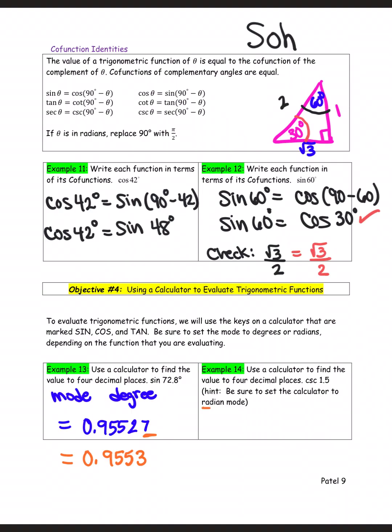Example 14, we're doing cosecant of 1.5. So notice this is in radian mode because it doesn't have the degree symbol. So once again, we're going to go to mode and change it to radian. For cosecant, remember cosecant of 1.5 is the same thing as 1 over sine of 1.5. So we're going to type in 1 divided by sine of 1.5. And we get 1.0025.